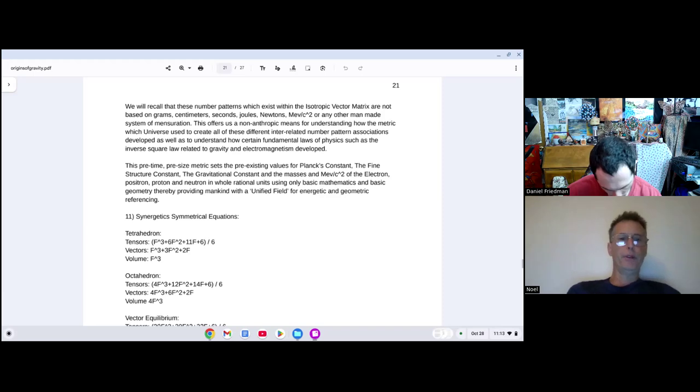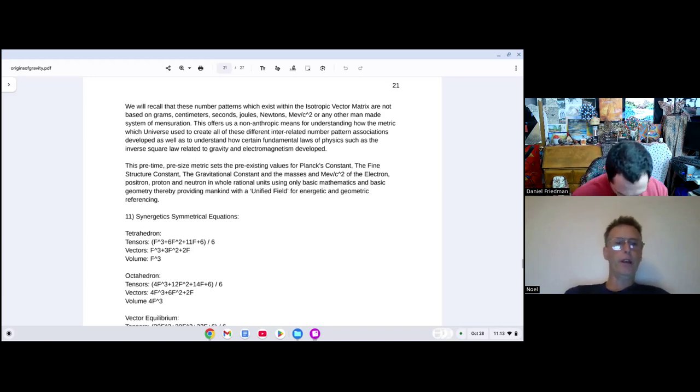This pre-time precise metric sets the pre-existing values for Planck's constant, the fine structure constant, the gravitational constant, and the masses and MeV/c squared of the electron, positron, proton, and neutron in whole rational units using only basic mathematics and basic geometry, thereby providing mankind with a unified field for energetic and geometric referencing.